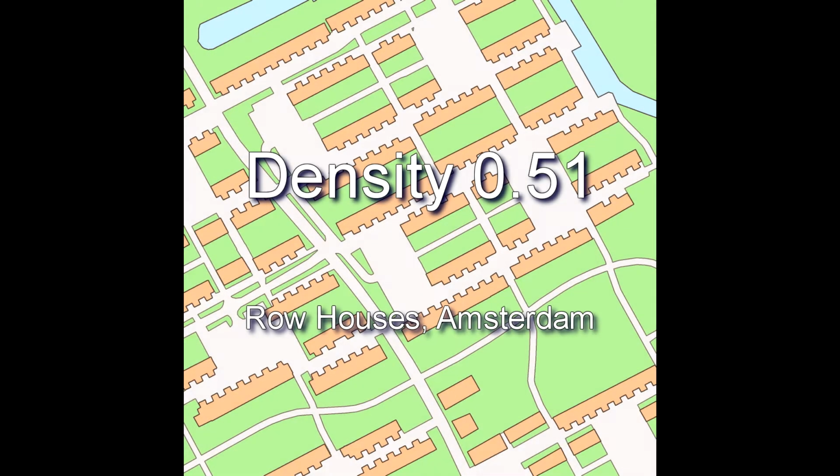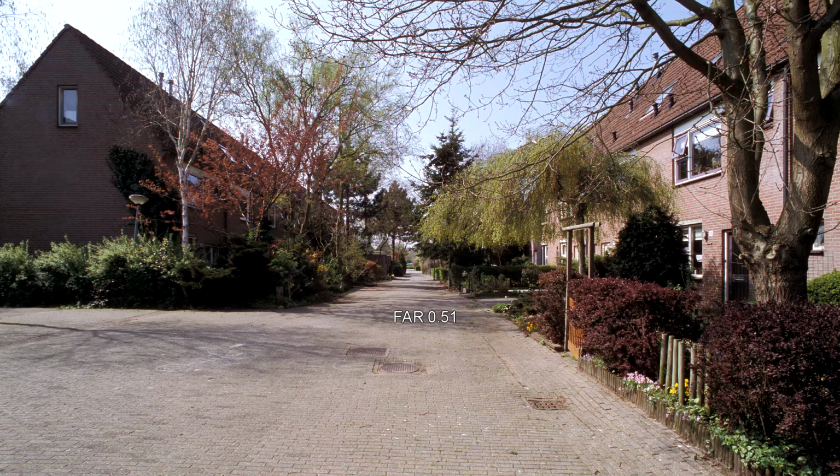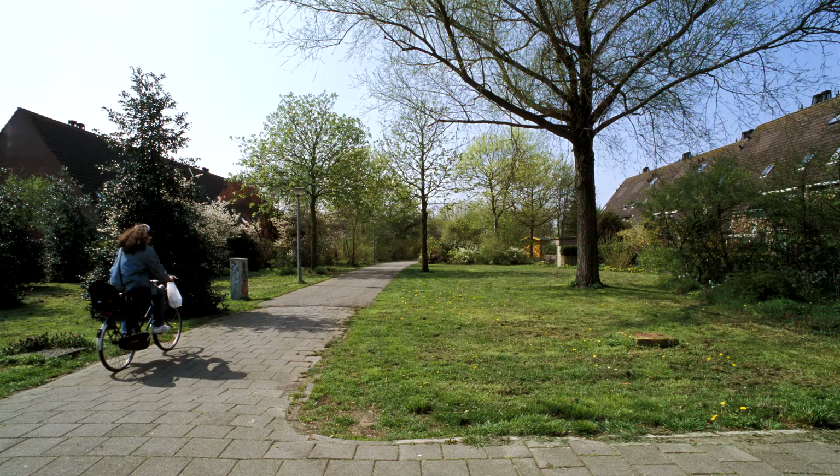These recent row houses were not built densely enough to justify their prime location near a metro station. The quality of the spaces is good, but services are distant.